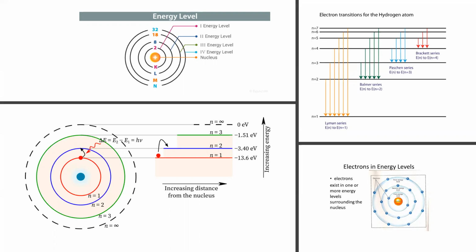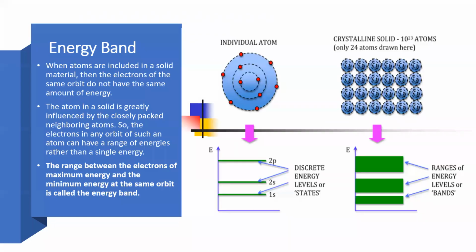Okay, now let us see what happens when an atom goes to a solid state. So this is an individual atom. As we saw earlier, the electrons are existing in single or fixed energy states. So when you draw a graph of the energy of the levels, you can draw it as a single line, a single energy level.